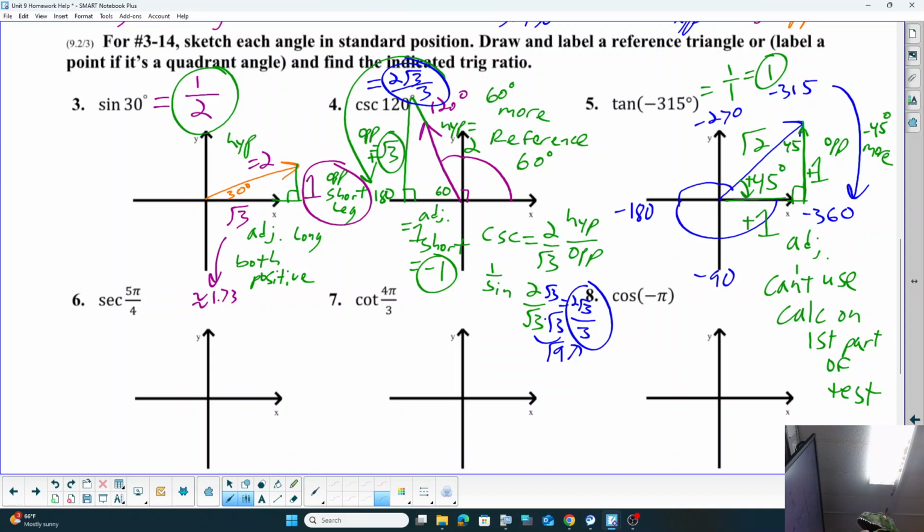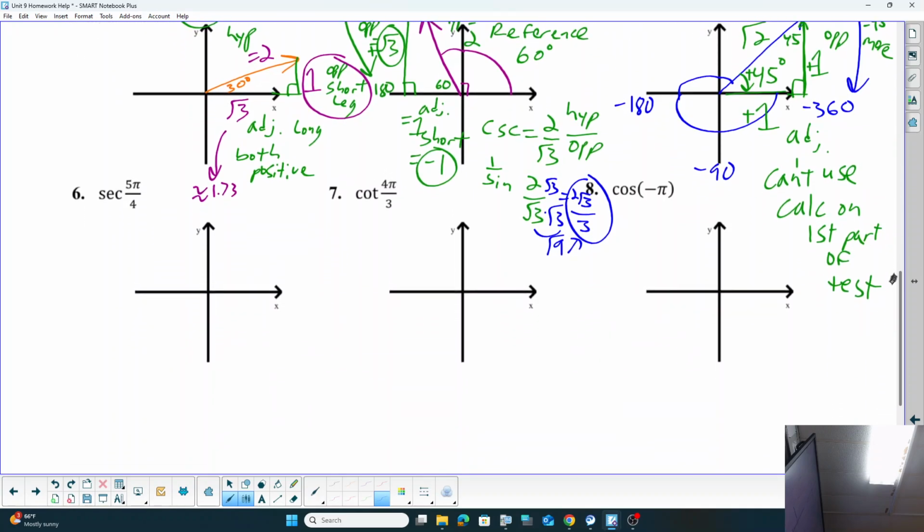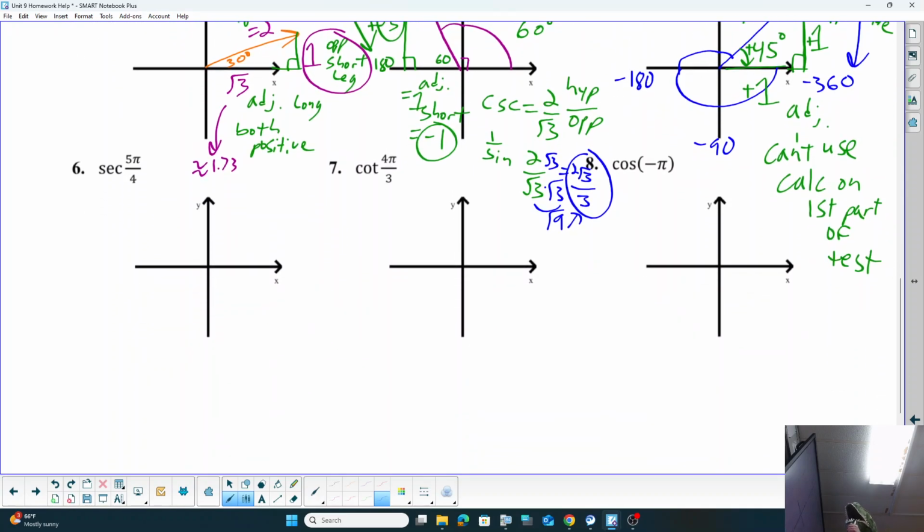All right. So we are learning to find trig ratios. Here we go. Secant of 5 pi over 4. So where is 5 pi over 4? 1 pi over 4, 2 pi over 4, 3 pi over 4, 4 pi over 4. That means that this is 5 pi over 4. Now you're going to draw a reference triangle.